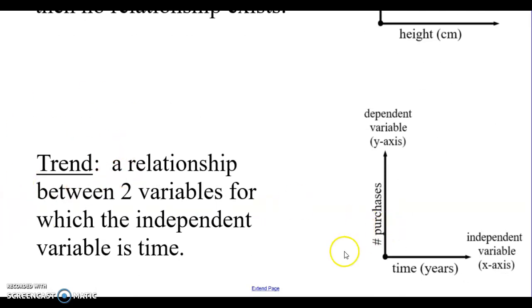Trend. So the word trend, that's describing a relationship between two variables for which the independent variable is time. So looking here at my x-axis, I've got time in years, and my y-axis, my dependent variable is number of purchases. So if I were to ask you to describe this relationship, I would actually use the word trend because we are talking about time. And you'll see this a lot in the news.